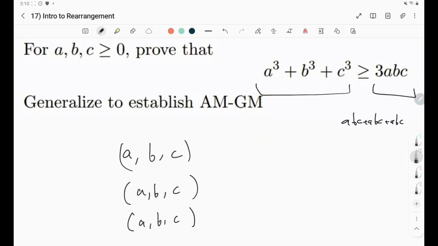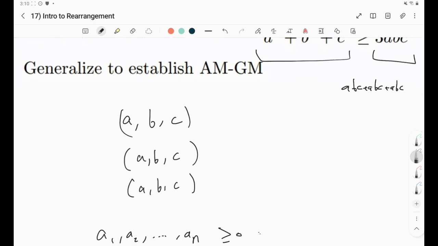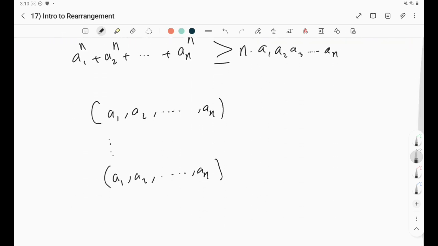Then we of course generalized the rearrangement to any n sequences actually. We can always find the S max if they have the same orientation. But they need to be positive, be careful. And here of course we did it for 3, and we actually generalized to get AM-GM generally speaking.